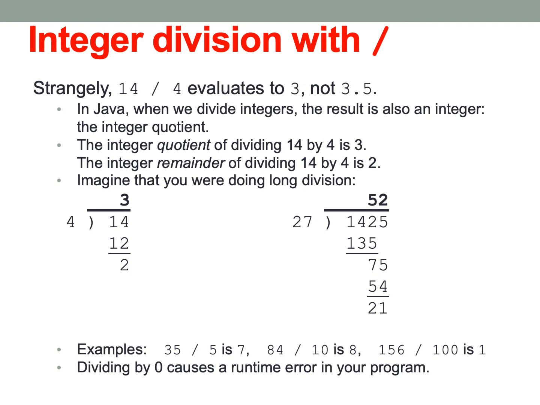The integer quotient of dividing 14 by 4 is 3. The integer remainder of dividing 14 by 4 is 2. Imagine that you are doing a long division. So the value at the top is the quotient, below is the remainder or the modulus value. For any number, if we try to divide it by 0, it will crash the program and cause a runtime error.